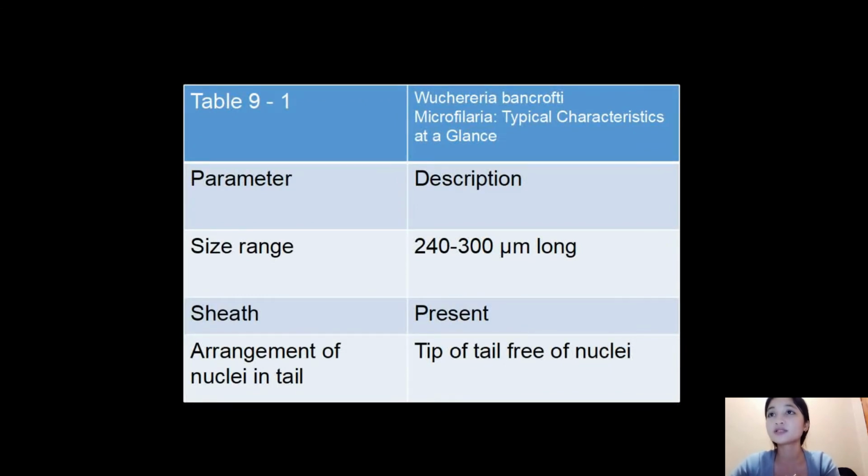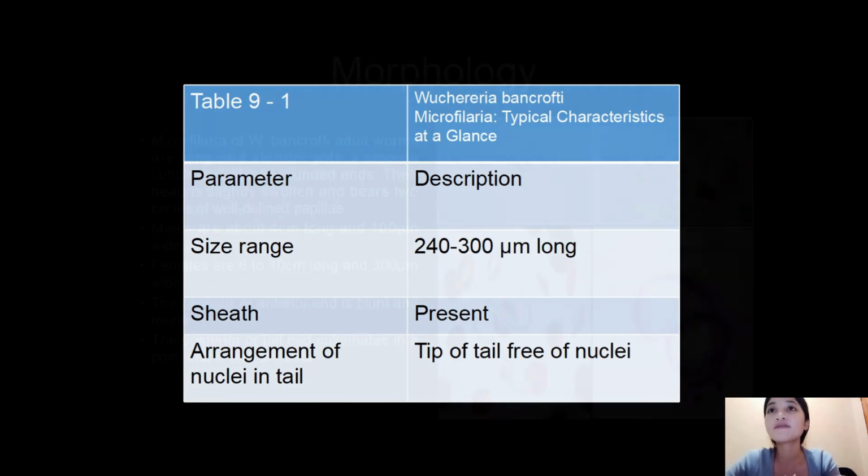So for the parameter description, the size range: the average microfilariae measures 240 to 300 micrometers long. Its sheath is present. Arrangement of nuclei in tail: tip of tail free of nuclei.